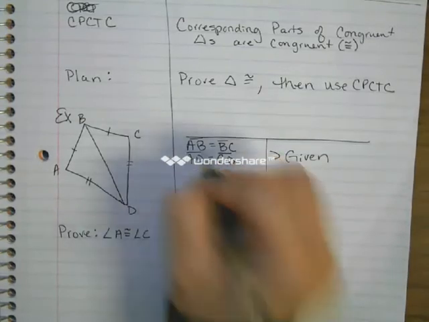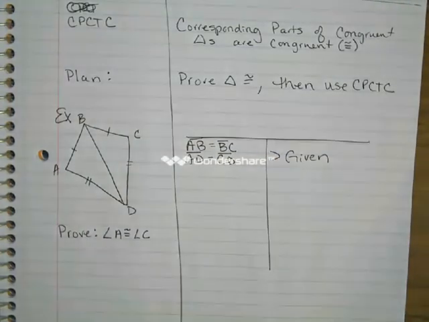We either need an angle or a side. There are no angles in the picture. We don't have parallel lines. We don't have vertical angles. There's no angles to be found in the picture that are congruent. There's no angle bisectors. So let's look at sides.